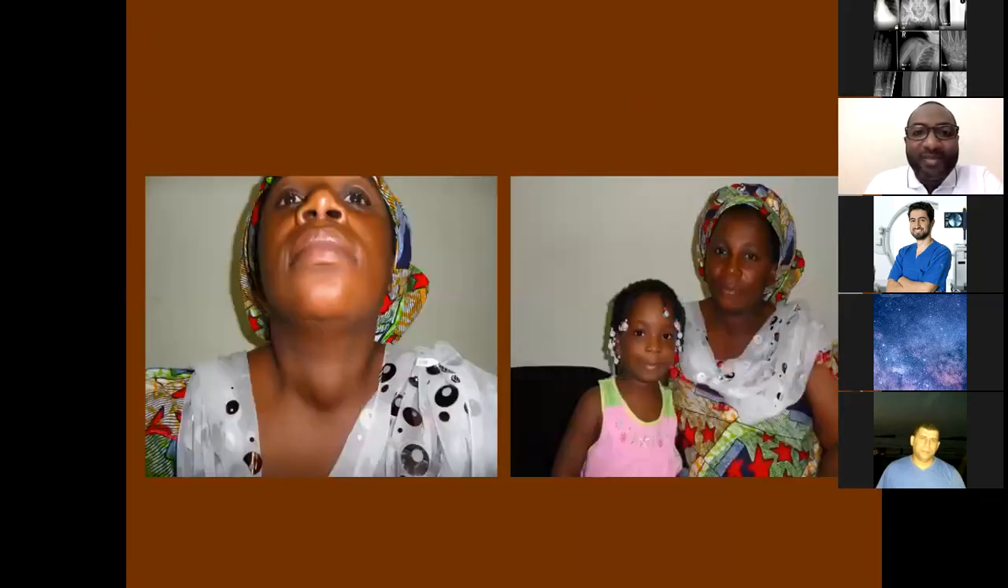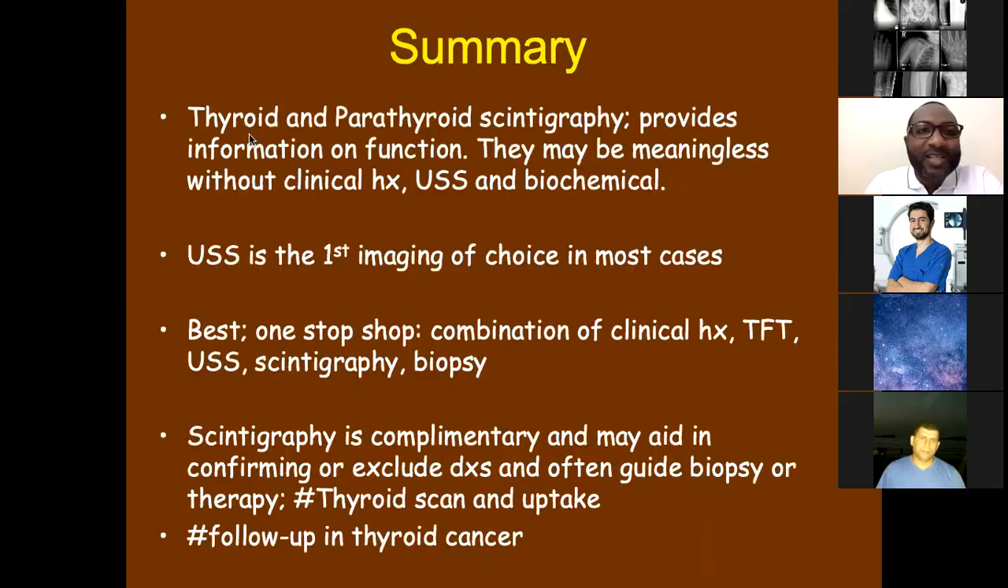Okay, beautiful. I am extremely happy. So in summary, today we have looked at thyroid and parathyroid scintigraphy. But remember that scintigraphy of these two organs means that we are looking at function. In thyroid, we are looking at the metabolism of thyroid hormone. I like to emphasize that thyroid scintigraphy will be absolutely meaningless if you do not have a clinical history, ultrasound, and biochemical profile. Remember that ultrasound is your first imaging of choice. The best way to evaluate thyroid disease is a one-stop shop: a combination of your clinical history, your thyroid function test, your ultrasound, and your scintigraphy.